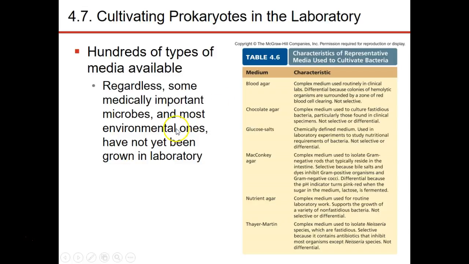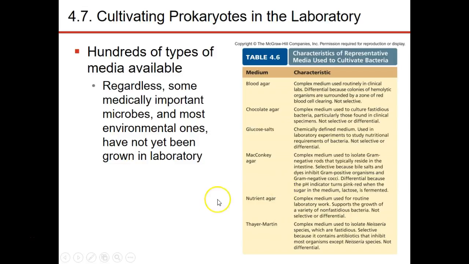MacConkey agar, I'm going to skip over glucose salts. These are often used in laboratories to grow lots of different organisms, like E. coli. MacConkey agar is a complex medium that is selective, so it only grows certain types of organisms, specifically gram-negative organisms, and then it can differentiate gram-negatives on the basis of fermenting lactose.